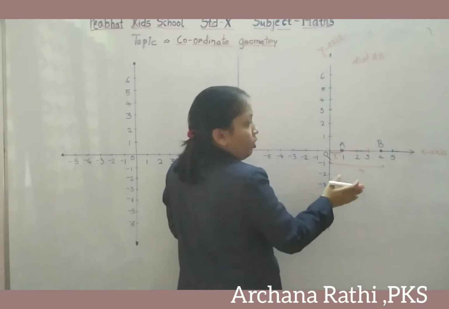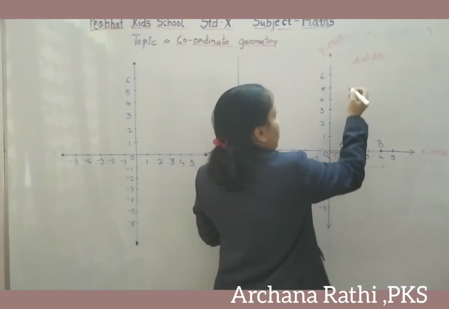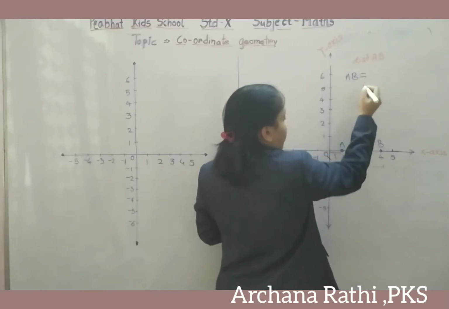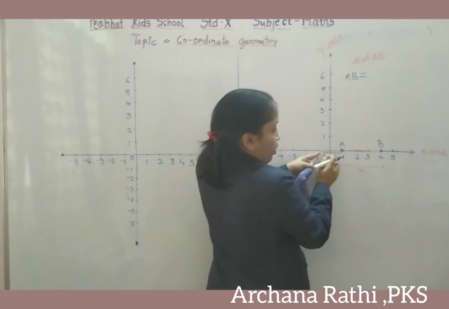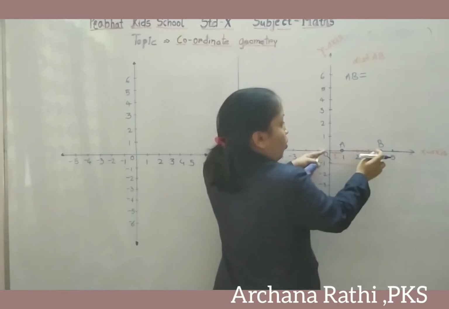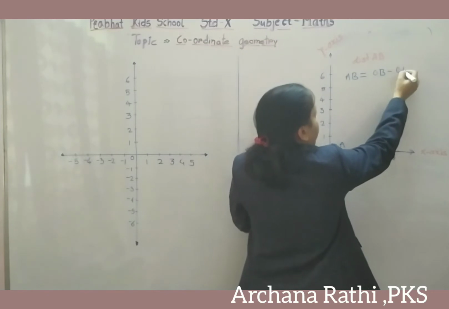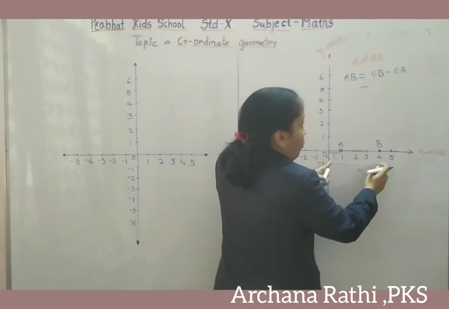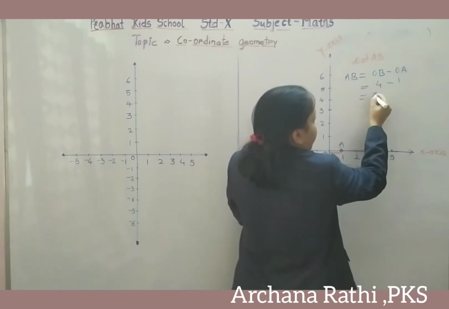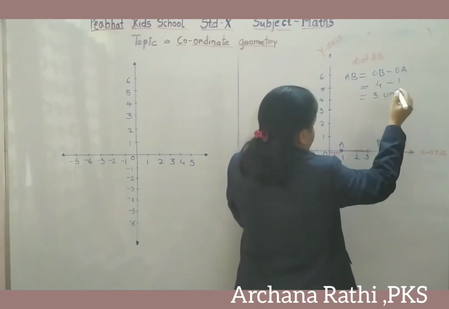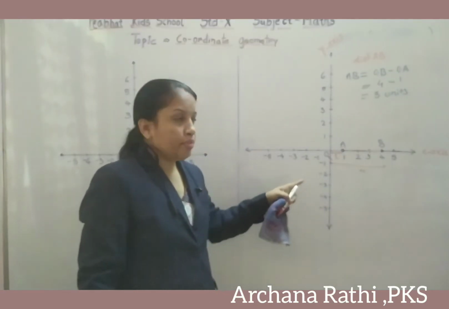From this Cartesian plane you can observe that distance AB is equal to OB minus OA, because we denote the origin as O. OB is 4 and OA is 1. Therefore distance AB is 3 units. Okay, both the points lie on the same axis.